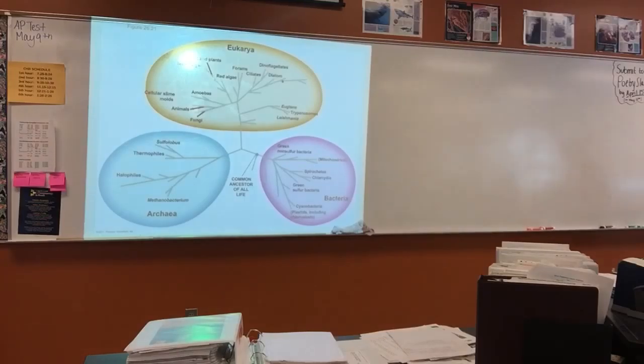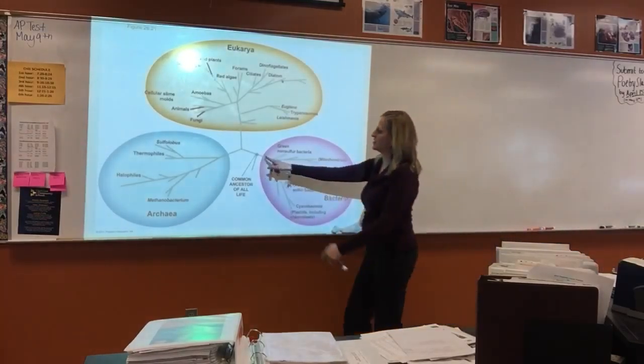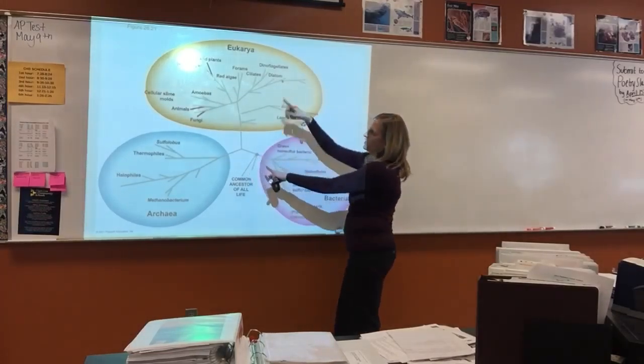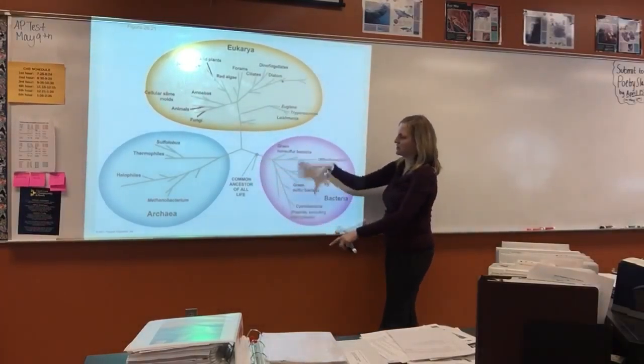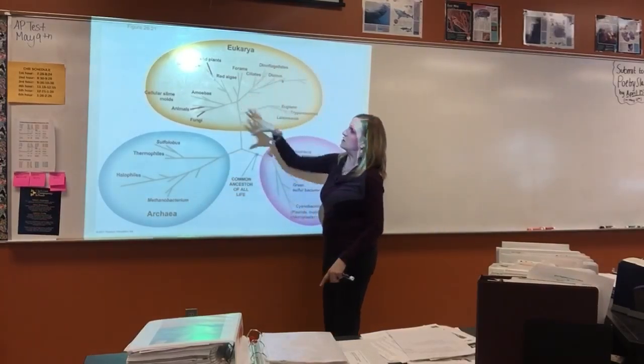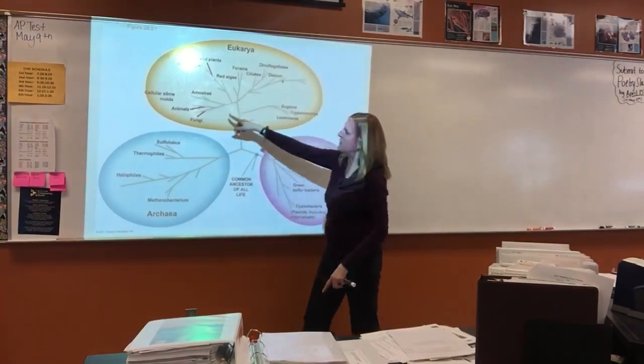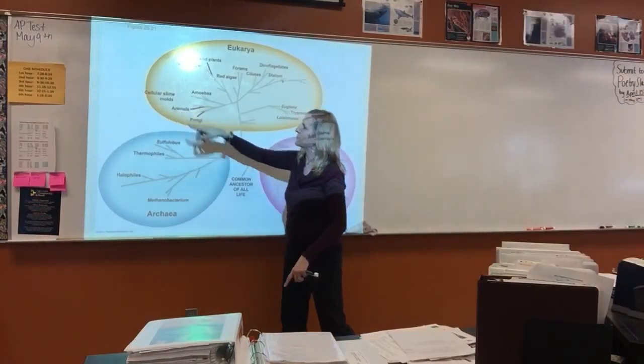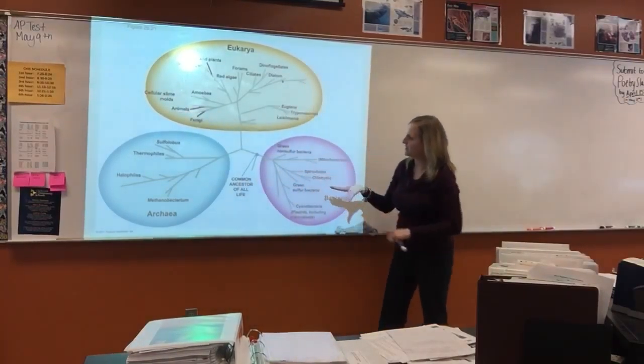So this is a picture of a current tree. Here's the common ancestor for all life here. Here the circles represent the 3 domains. So here's the bacteria and the archaea. And then we have everything that's made out of eukaryotic cells here. So we would be here in the animals. That's where we would fit in here.